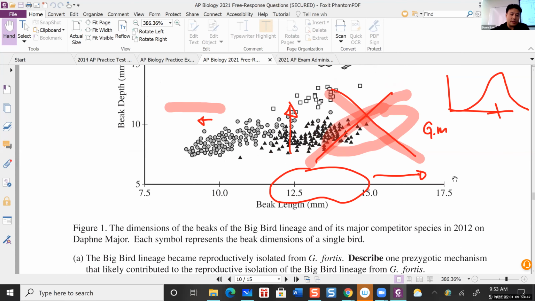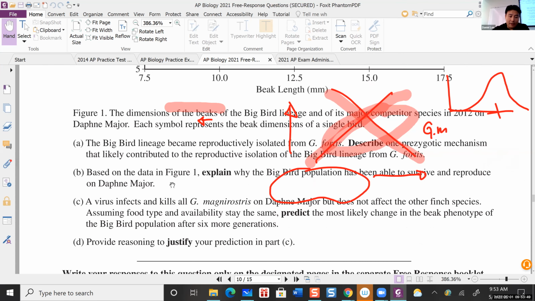So let's see the question one more time. A virus kills the GM, but does not affect everybody else. Predict the most likely change in the B phenotype, and D is to further justify your prediction. So my prediction is that the B phenotype of the big bird population will be shifted, so it will be deeper and longer. The beaks are likely to be deeper and longer.